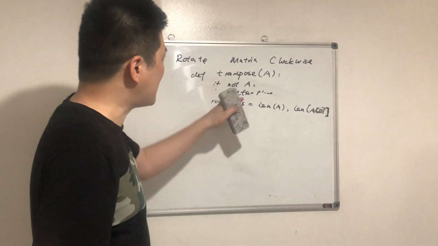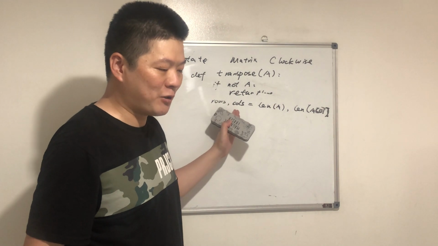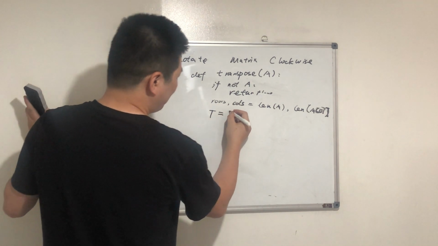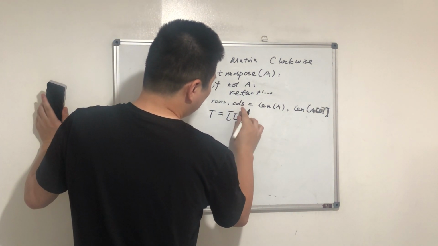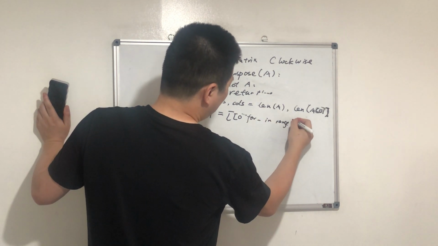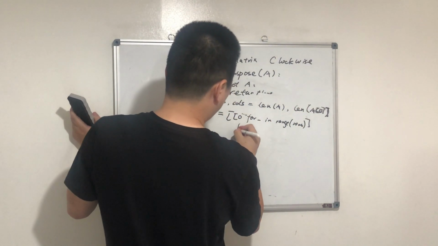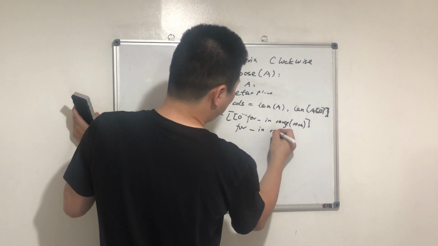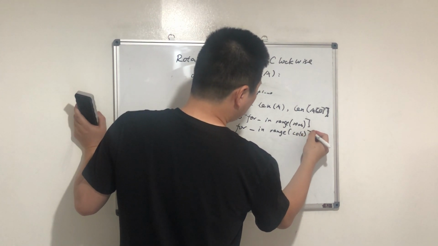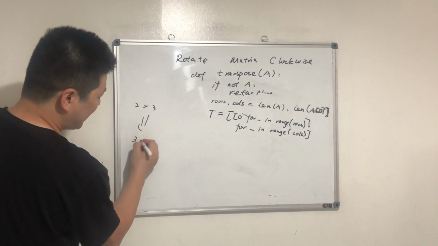Because it's the transpose, the columns will become rows and the rows will become columns. So let's say the target, the answer, t equals, at the beginning, 0 for underscore in range rows, and for underscore in range columns. What this means is that at the beginning it is 2 times 3, and I will allocate a t which is 3 times 2.